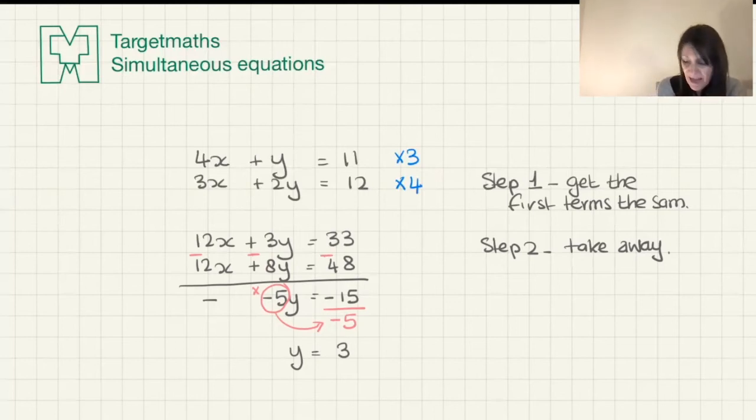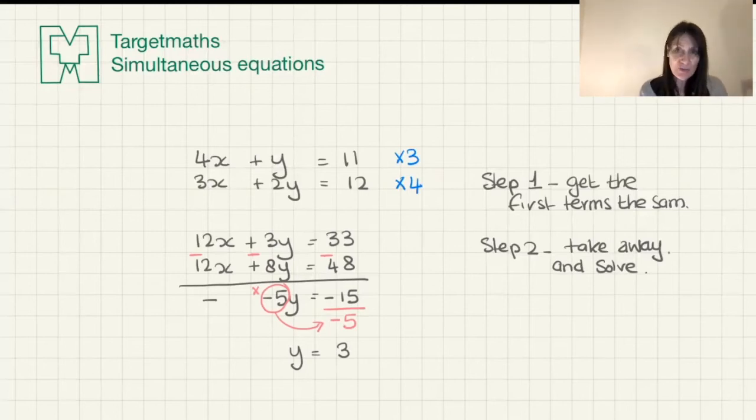So not only have I done step 2, the take away, I've also gone on to solve for y. So step 2 is take away and solve. And you will always get that.